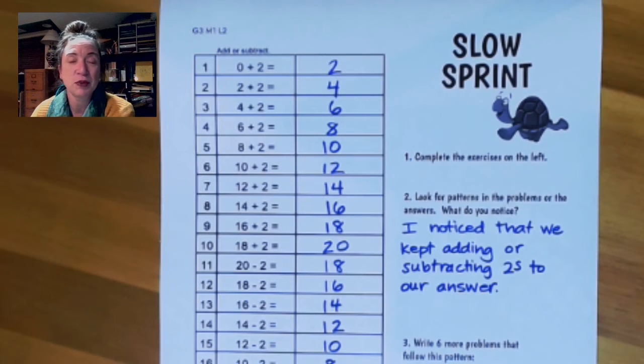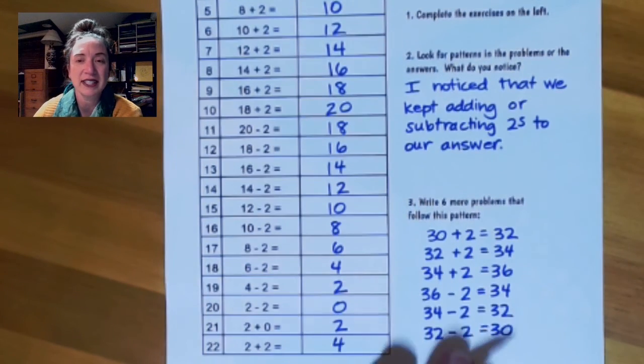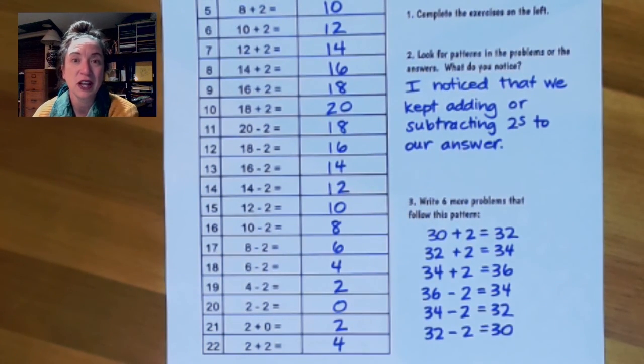All of the slow sprints have something that's a pattern or something in common with either the problems or the answers. And I really want you to take your time to think about what you're noticing about how the problems are written or how the answers come out, and do your very best to write 6 more problems that look like the ones that are on your page.